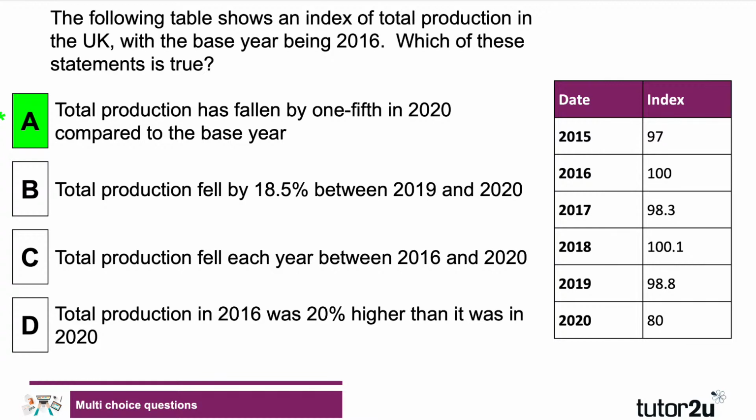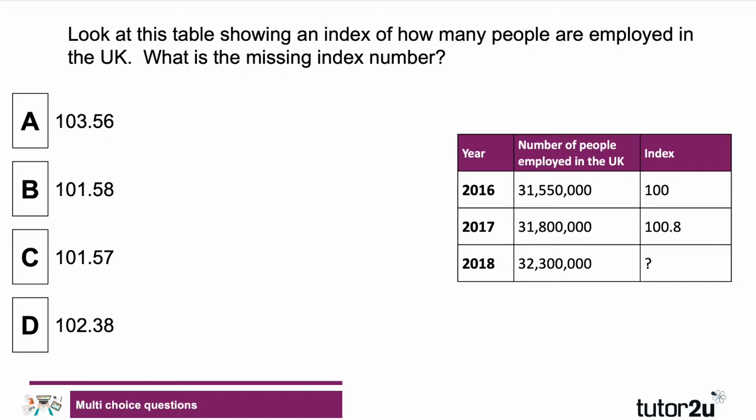Brilliant start, Team Economics. Let's move on to question 2, Jim. Look at this table, which shows an index, again, of how many people are employed in the UK. The question is, what is the missing index number? I think you'll need a calculator for this. So have a go, please.